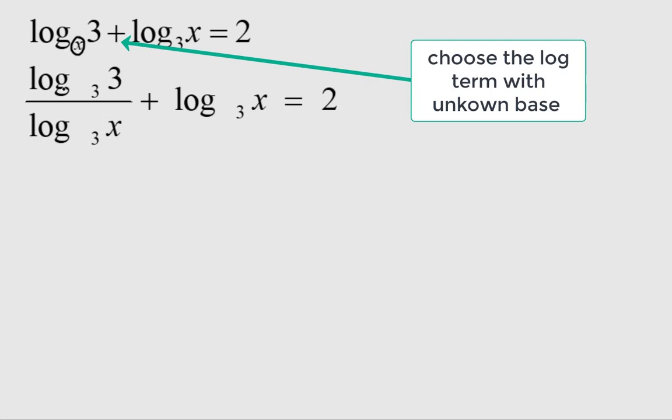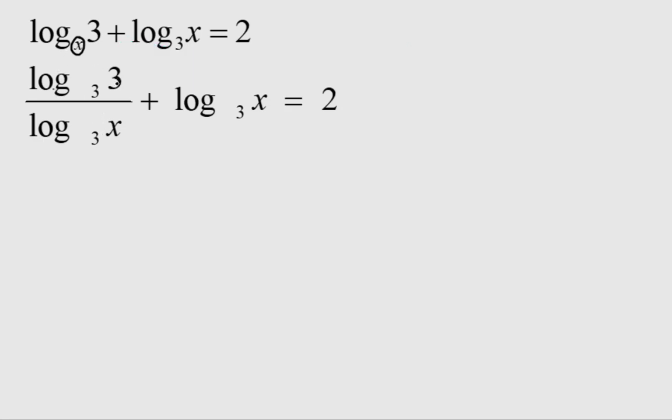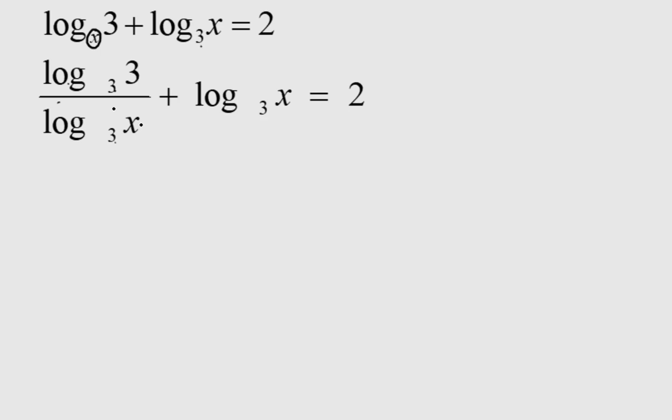So now we can change it to log 3 over log x. Why did I choose 3 here? Because I want to make sure that I have the same base for every term in this equation. So I put 3 here and 3 here. Now I have log 3 base 3 over log x base 3 plus log x base 3 equals 2. Now I have 3 log terms with the same base, then I can solve it.